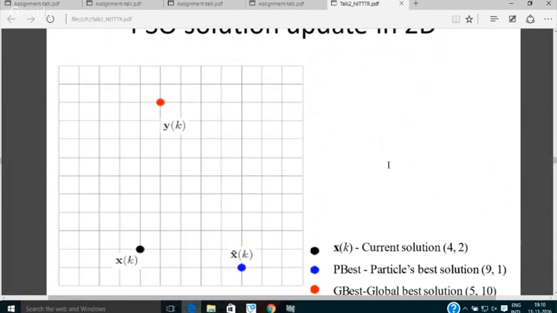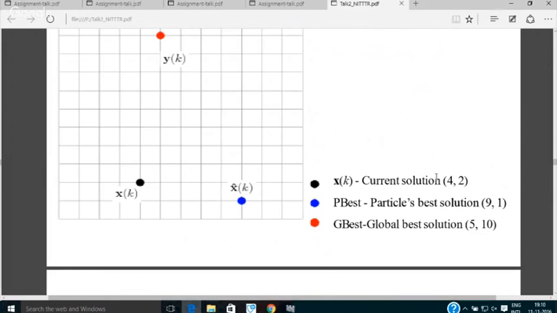Now assume that your current position is 4,2. This is my x-axis and y-axis. This is my current position. This point is my 0,0, so this is my 4,2. Initially you are at the point 4,2.